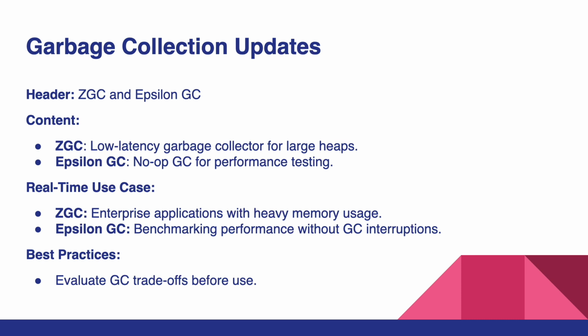Garbage collection updates. Java 11 introduces ZGC and Epsilon GC to enhance garbage collection strategies. ZGC is ideal for applications requiring low latency performance, like online transaction processing systems. Epsilon GC is a no-op garbage collector designed for benchmarking and performance testing.